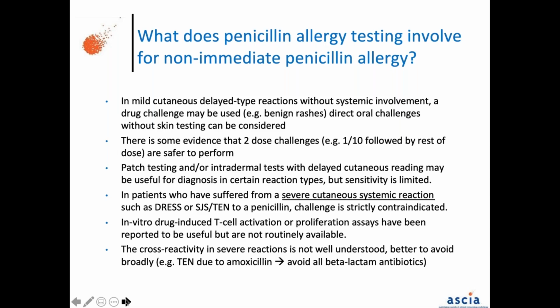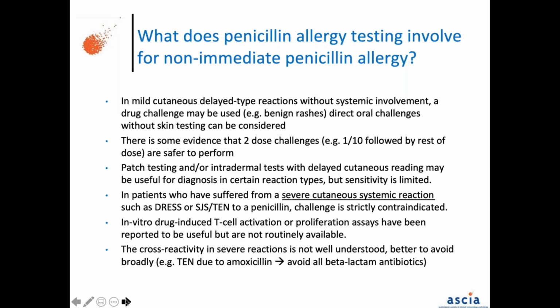Patch testing or intradermal tests with delayed reading: you do an intradermal test and you read it 48 or 72 hours after, to measure a T-cell mediated reaction. It is useful for the diagnosis of certain types, and we use this quite commonly in the context of more severe non-immediate reactions. In patients that have DRESS or SJS/TEN, challenge is strictly contraindicated as it can be fatal, so you can never give the drug again. In vitro drug-induced T-cell activation or proliferation assays are used in some centers, but they're mainly research. In these severe cutaneous adverse drug reactions like DRESS and SJS/TEN, cross-reactivity is not well understood.